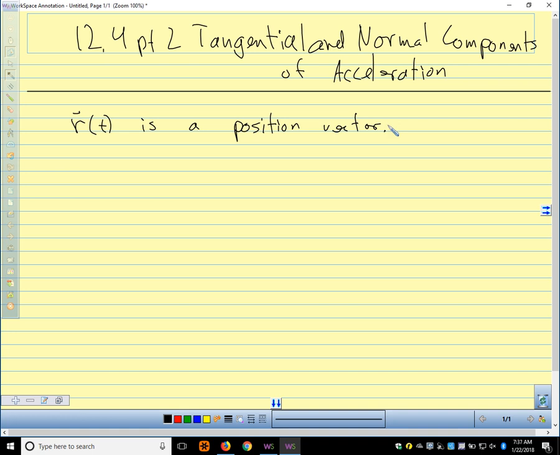In 12.5, we're going to relate the normal component of acceleration to the curvature of our curve, and we'll come up with a way to describe the curvature analytically.